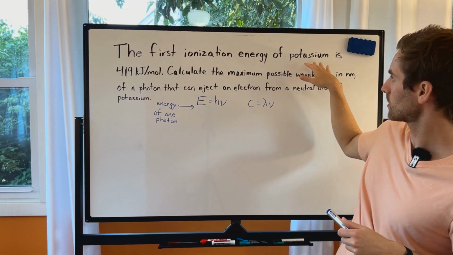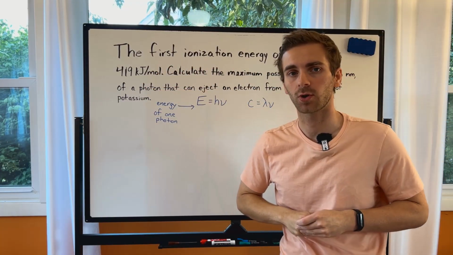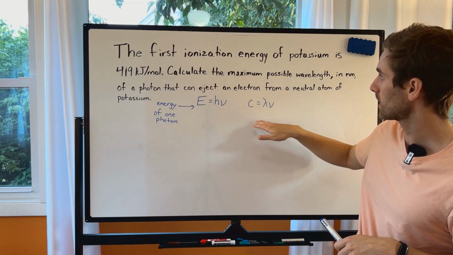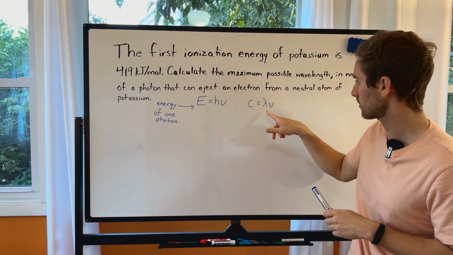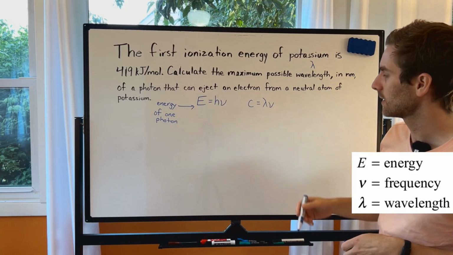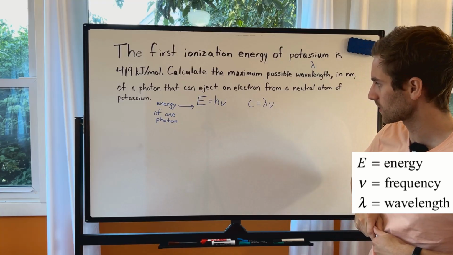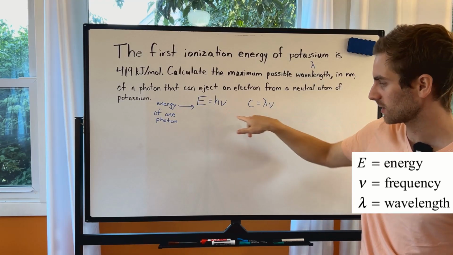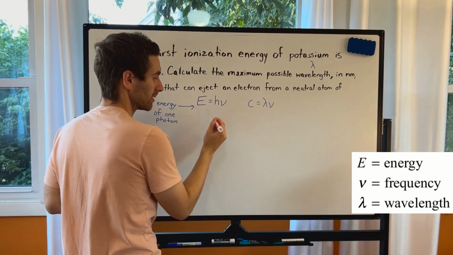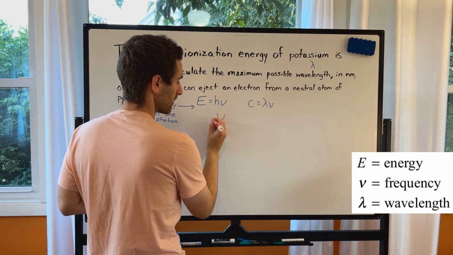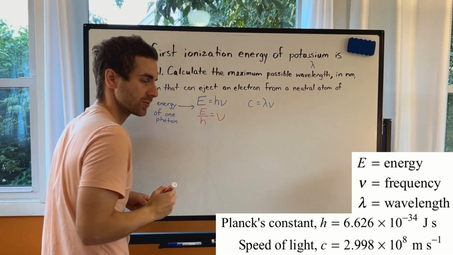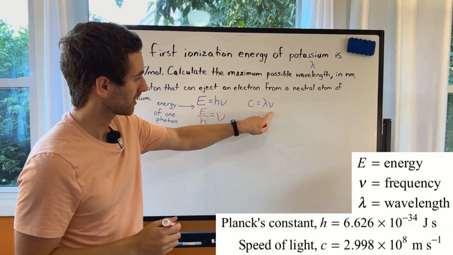Sometimes though, energies will be given to us per mole, as in this problem. They give us the first ionization energy of potassium in kilojoules per mole. So what we're going to have to end up doing, we're trying to calculate the maximum possible wavelength. Wavelength is this symbol here. We can combine these equations because they both have this V looking symbol, which is the frequency. So we can take this equation and say frequency equals energy over h, which is Planck's constant, and then replace that here.